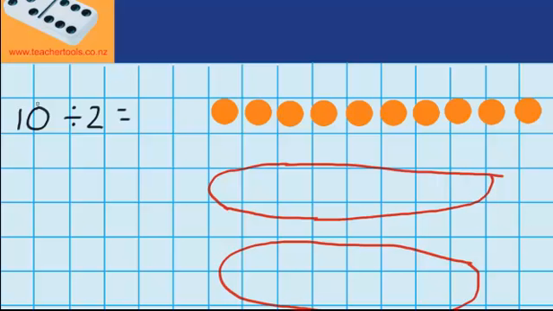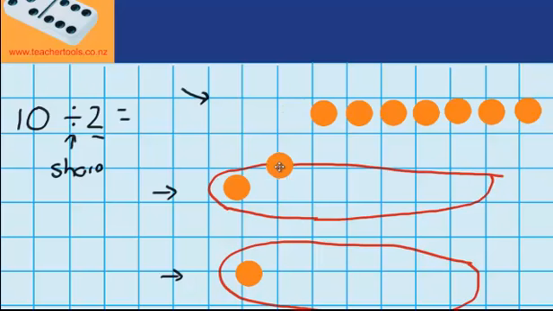Now that means I've got 10 counters, which you can see over here, and I want to share those 10 counters into two groups. And you can see those two groups there, Group 1 and here's Group 2. Now to do that, I'm going to need to share those counters out one at a time into my two groups. So I put one counter in Group 1 and I put my next counter in Group 2.